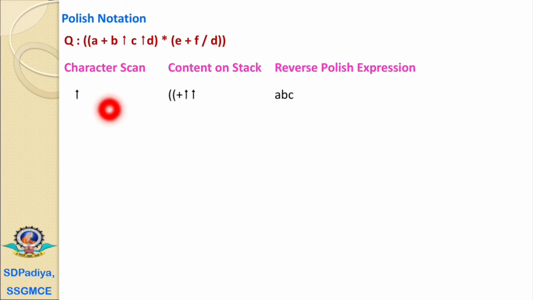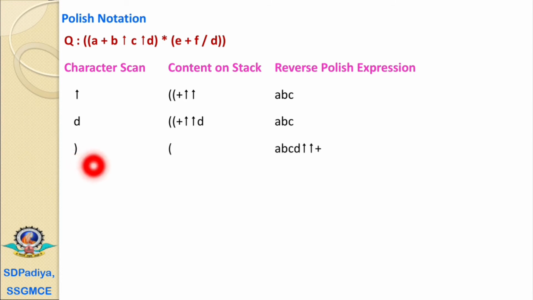Next is the upper directional arrow, therefore first we pull the previous scanned operand, that is C, from the stack to the expression. Now it is A, B, C. Next is D, the operand, that's why we push it on the stack. Next is the close parenthesis.